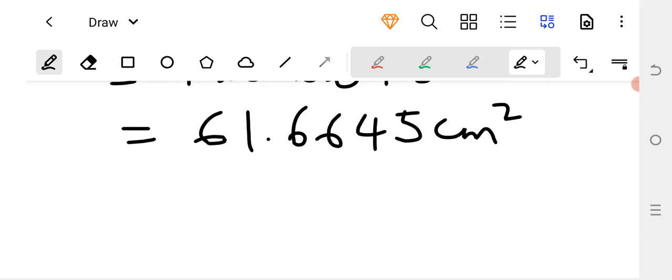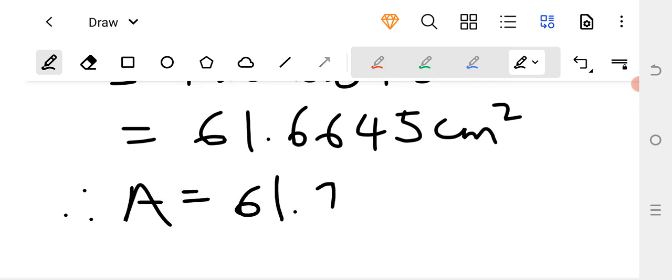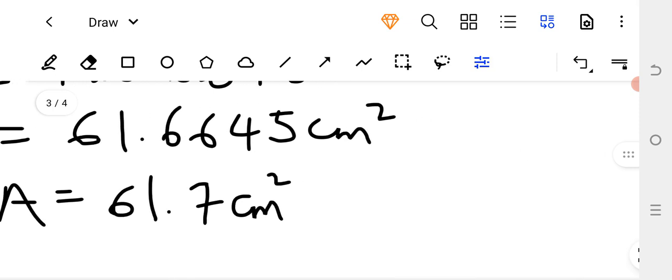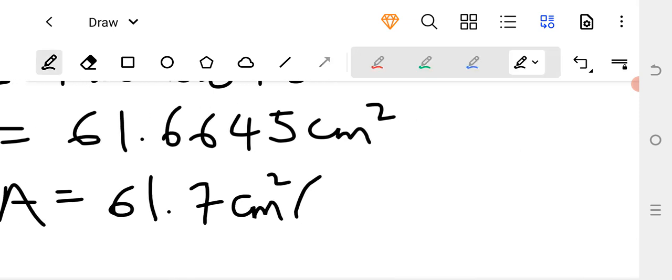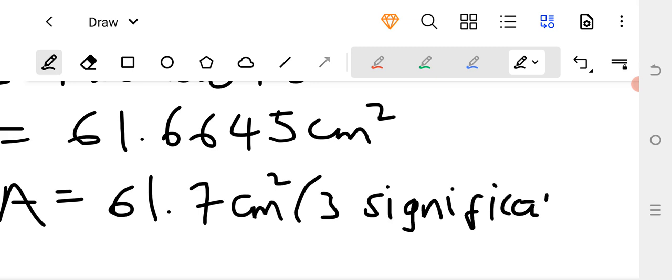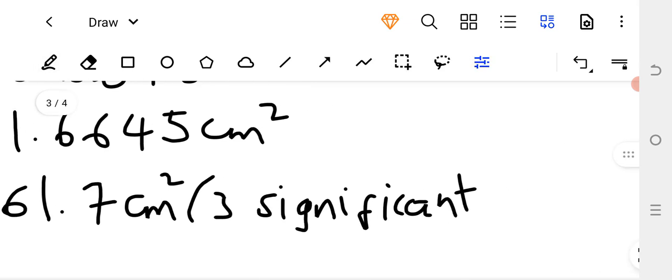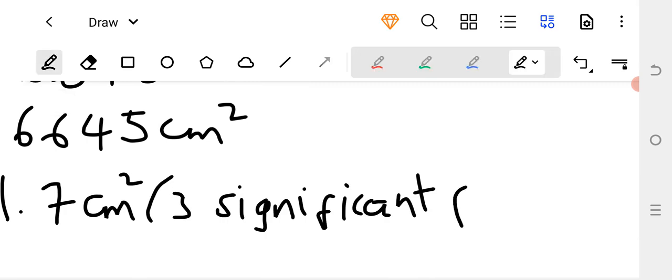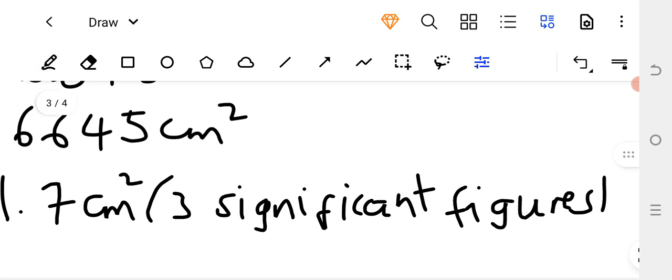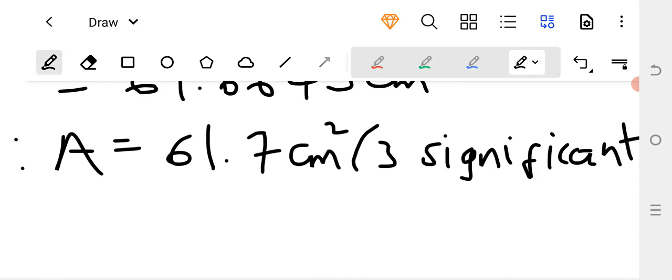Then you come and round up to 3 significant figures. Therefore, the area is equal to 61.7 centimeters squared, or square centimeters, correct to 3 significant figures. And that will be your final answer, 61.7.